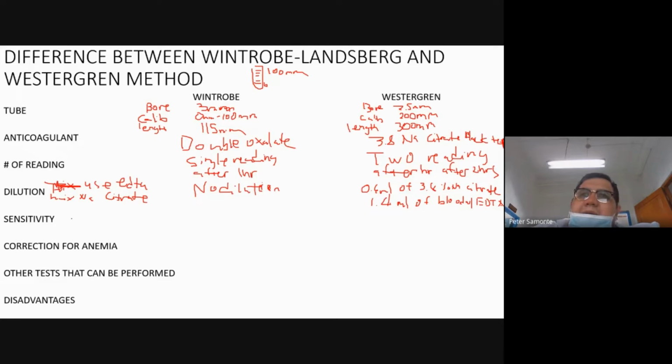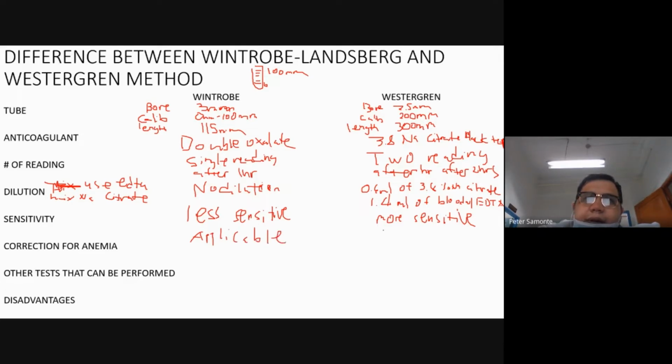Then let's talk about sensitivity. So ang sensitivity class ng Wintrobe nyo is, it is less sensitive, while your Westergren is more sensitive. Corrections for anemia. So if the patient is anemic, is it possible to perform correction? So Wintrobe class, yes, it's applicable. Pwede. For Westergren, sadly, hindi siya pwede. Not applicable.